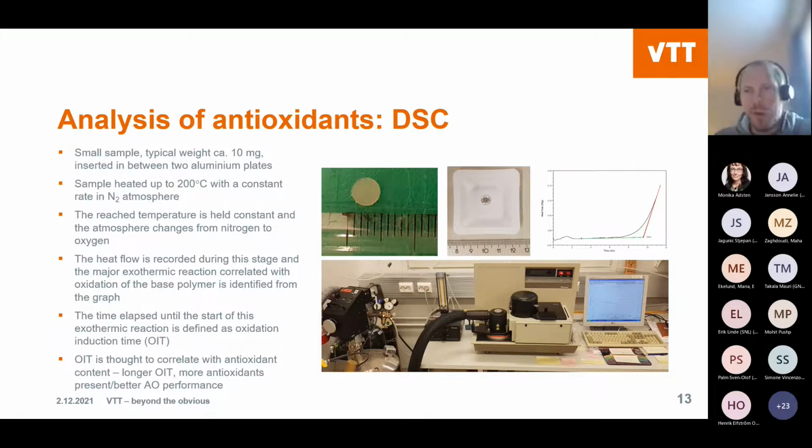So at this point, all of the antioxidants present in the material are consumed. That's why we think this time would correlate with the antioxidant concentration, and obviously longer OIT times would indicate that there are more antioxidants, or better-performing antioxidants, present in the material.